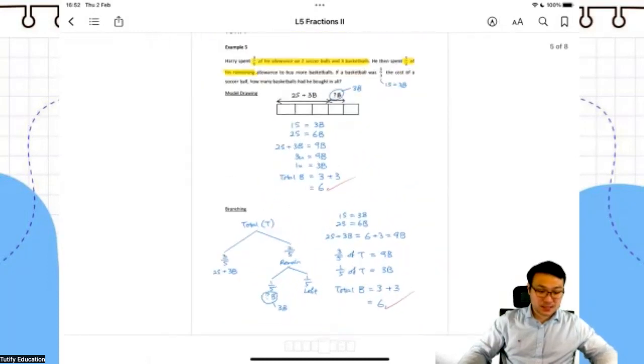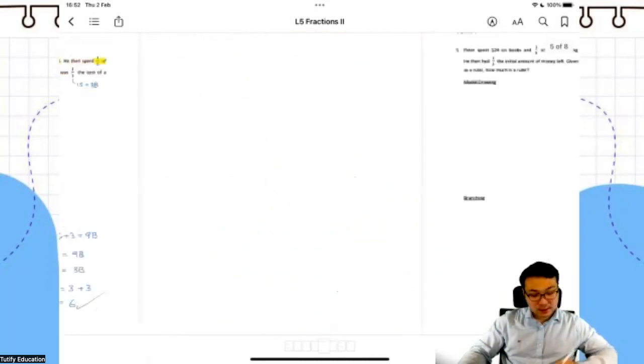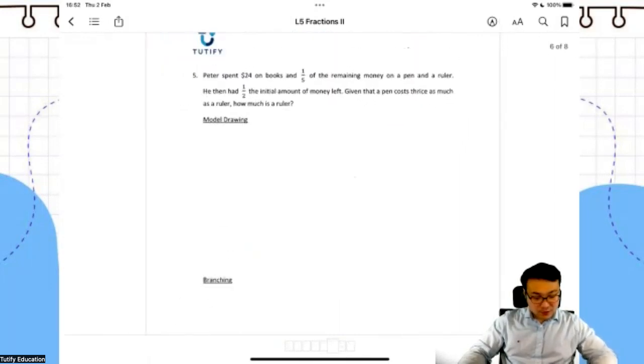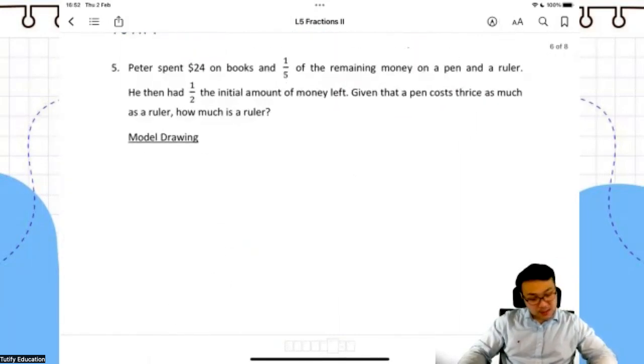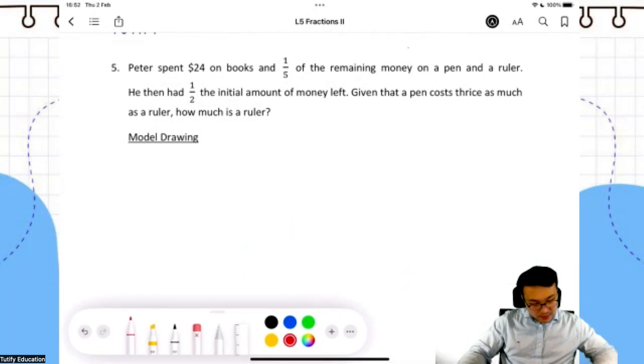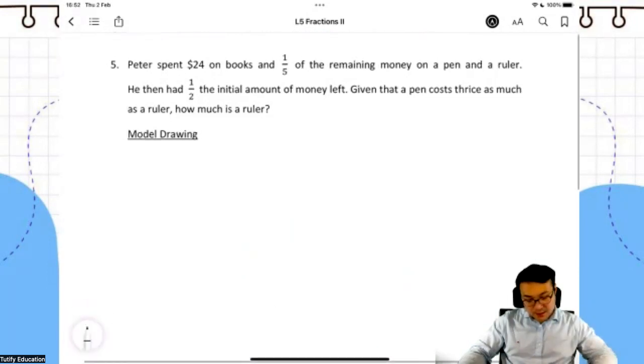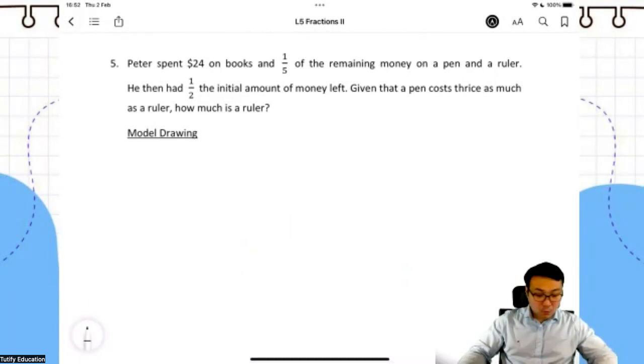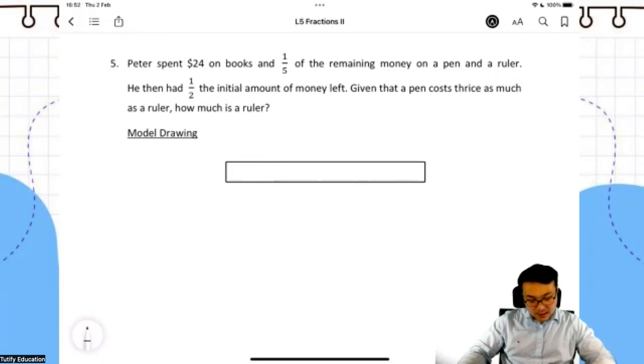Okay, the next question is very similar to this one. We can also use model method and branching method. So let's take a read. It says that he spent $24 on books and 1/5 of the remainder on a pen and a ruler. So let's say this is all his money. And let's say this $24 was spent on books.